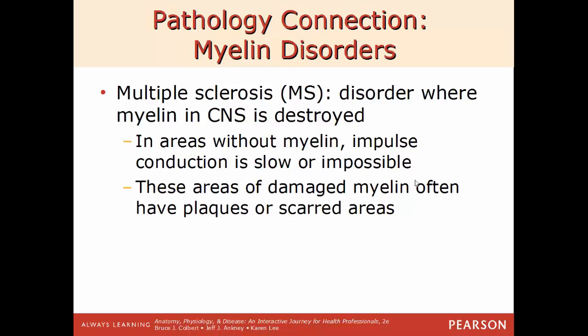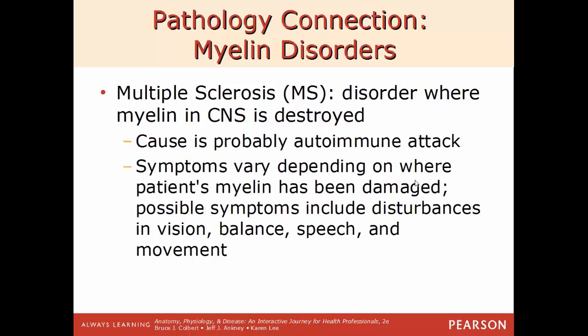Now, these areas of damaged myelin often have plaques or scarred areas. So not only are you slowing or completely stopping the impulse from being carried down the axon, you are basically exposing the axon to being attacked and developing scar tissue and being slowly destroyed. Now, the cause of MS is probably an autoimmune condition, and the symptoms will vary depending on where the patient's myelin has been damaged. Now, some possible symptoms include vision disturbances, balance, speech, movement.